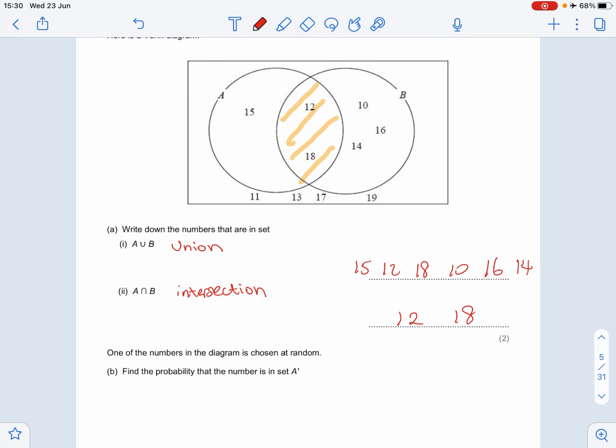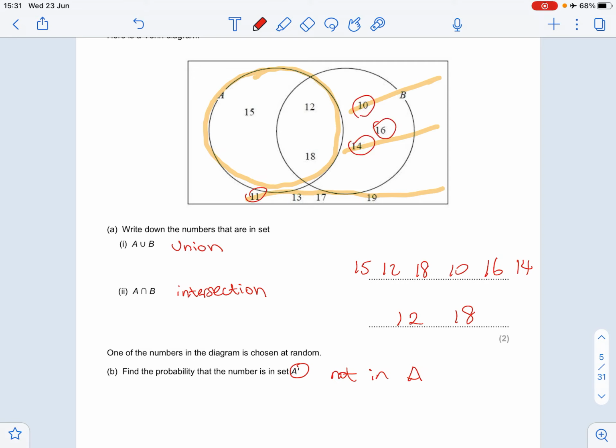One of the numbers in the diagram is chosen at random. Find the probability that the number is in set A complement. So this symbol here means A complement. That means what's not in A. So remember this circle here, we call it A. What's not in A is everything outside A. So what do we have outside A? We have 1, 2, 3, 4, 5, 6, 7 numbers. So we have 7 numbers that are not in A.